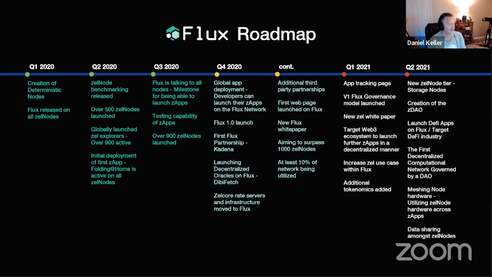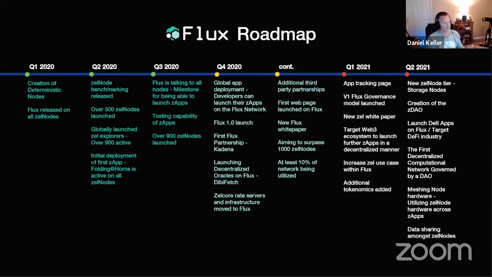Q3 brought Flux talking to all nodes. So the nodes started talking to each other, which is pretty amazing to watch, I have to say. I always wished I could work with, you know, Satoshi Nakamoto and be part of the inside as you see something grow. Damn, I got lucky because I got to see it. We tested the capabilities of the Zaps, and we launched some of those apps over 900 nodes. So we have over 900 nodes online today.